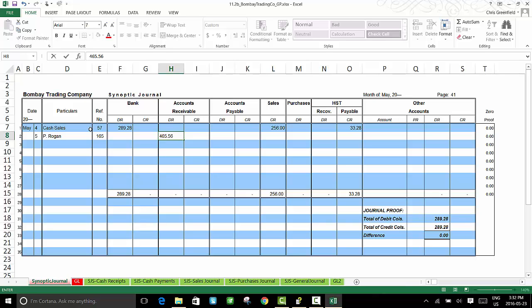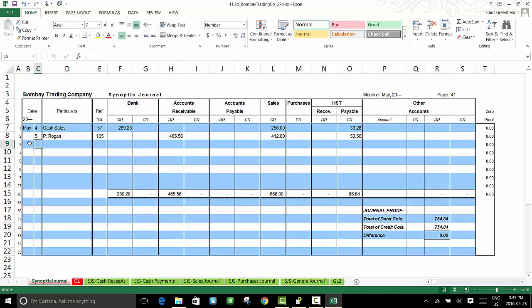And then we also want to recognize the sale of $412. And then, of course, we have our HST payable of $53.56. There we go. Just making sure that we are balanced. We are, and we're balanced overall. So we are good to go on to the next transaction now.